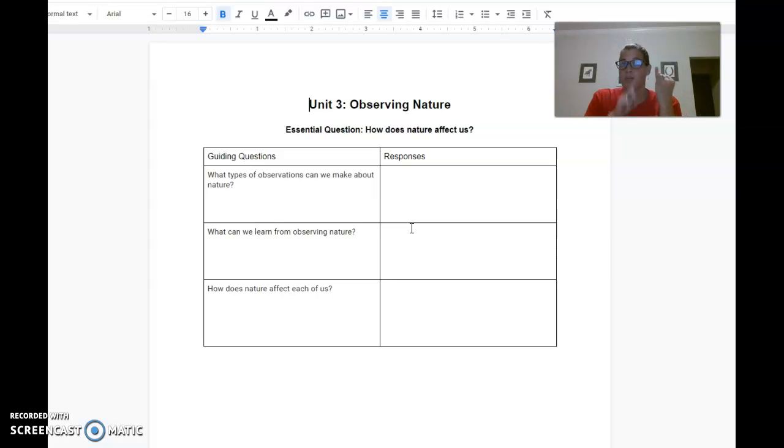Okay? So mark a picture that sparked a feeling, a response within you. Be ready to discuss it. Then look at these three questions, and if you don't have time to jot down your thoughts in your notebook, at least be thinking about them. What types of observations can we make about nature? What can we learn from those observations? And how does nature affect each of us?